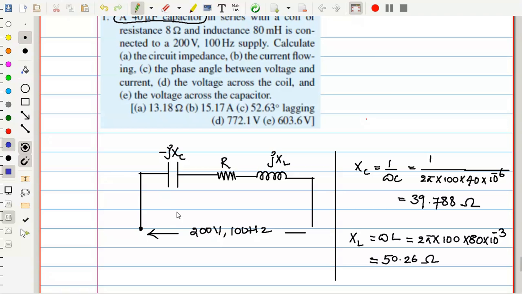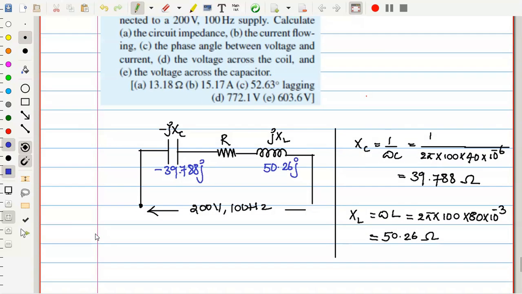Now I'll put up those things over here directly. Let me choose a different color. This has minus 39.788j. This has 50.26j. These are the impedances. Now what is A? Question number A is the circuit impedance. What is the total circuit impedance? How much is that?